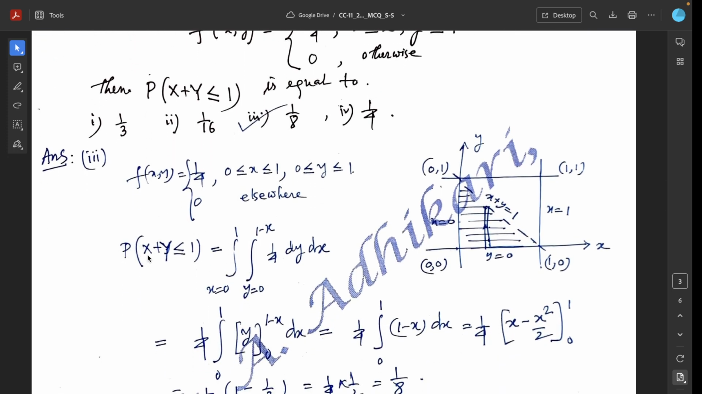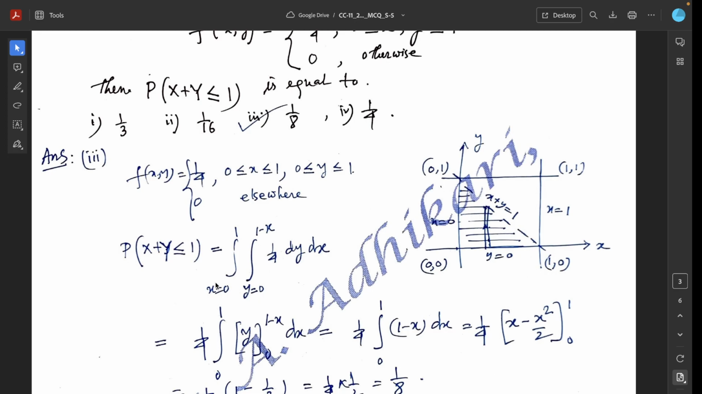Now the event x + y ≤ 1: on the x-axis and y-axis, x + y = 1 is a straight line. The region where x + y < 1 is the shaded region. This region is the integration with x from 0 to 1 and y from 0 to 1 minus x, that is, from y = 0, the x-axis, up to the line y = 1 − x. Varying the strip from x = 0 to x = 1, we get this region.